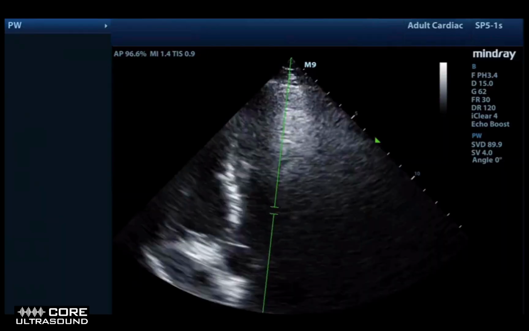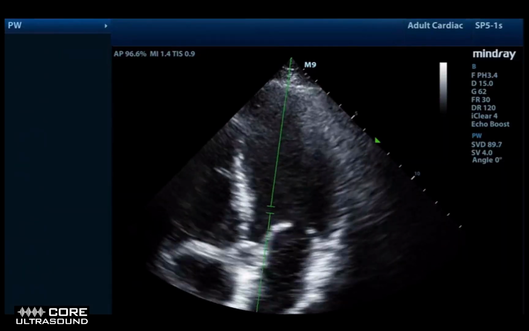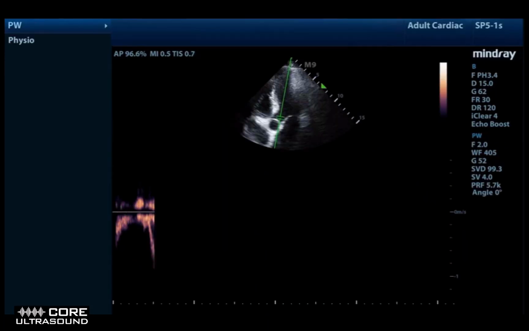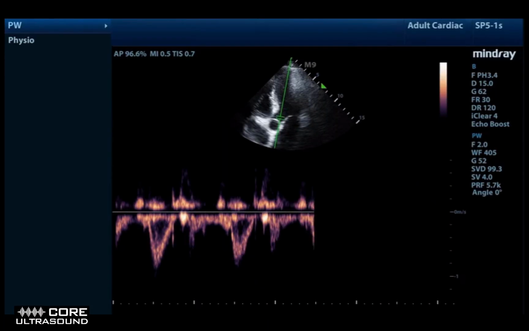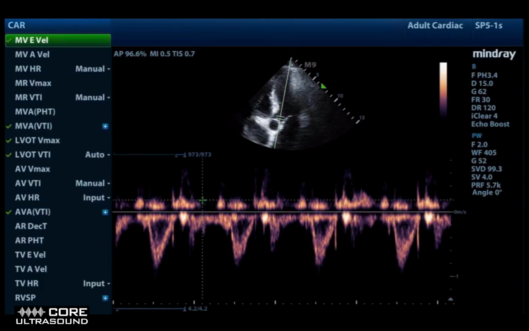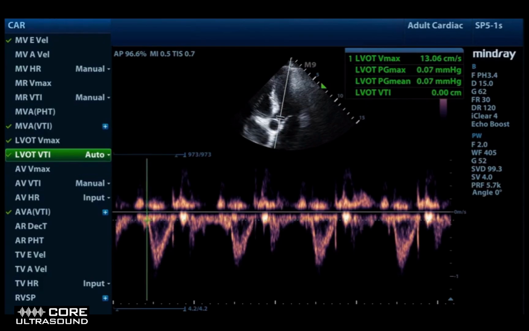Here is an example of performing a VTI calculation. Now, this is not the best apical 5-chamber view, but we're able to get a good view of the LVOT. I'm hitting the pulse wave Doppler again and getting this nice waveform. And for this example, I'm going to use one of the auto calculators.